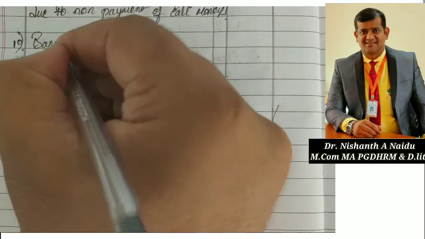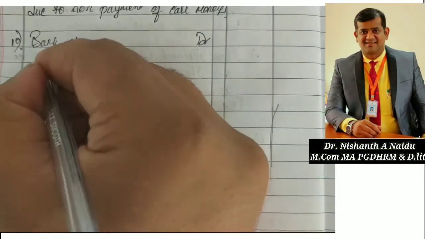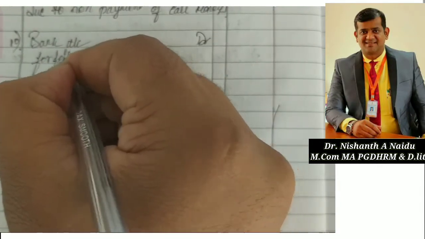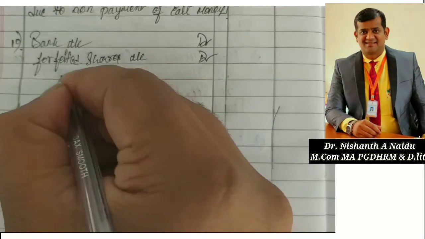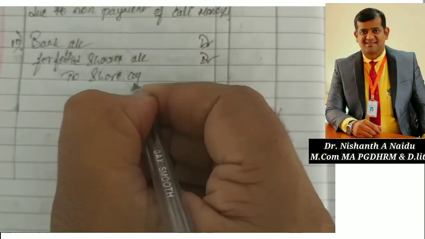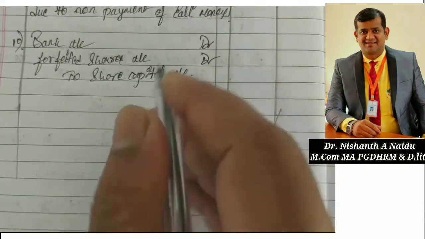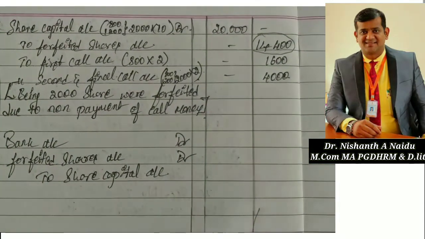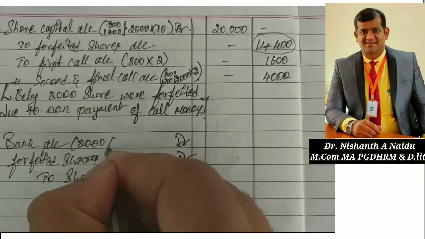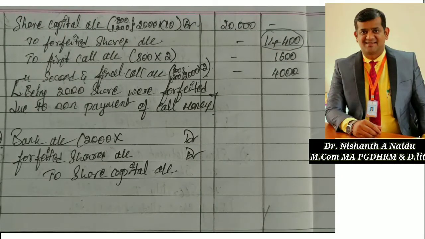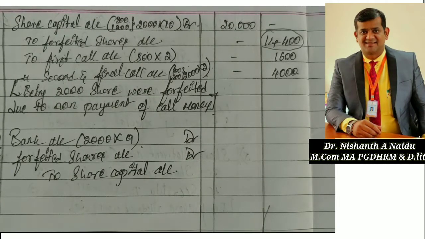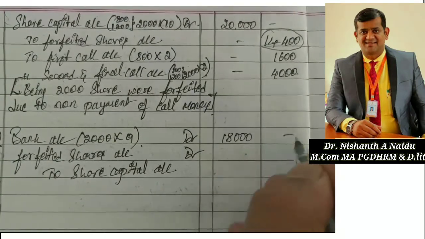So let us reissue: bank account debtor, forfeited shares account debtor to share capital account. So total how many shares we have forfeited as per the above journal entries? So we have forfeited 2,000 shares. So at what price we are issuing reissue? These shares were reissued to Mr. Chandan, fully paid for rupees 9. So 2,000 into 9. Calculate how much you got. 18,000 rupees.